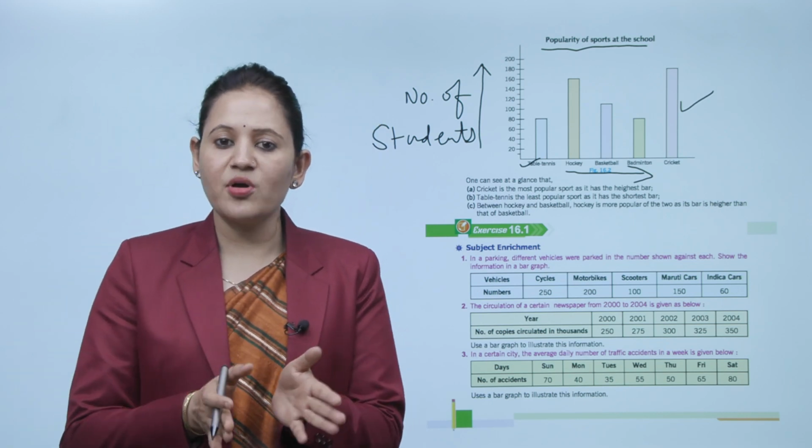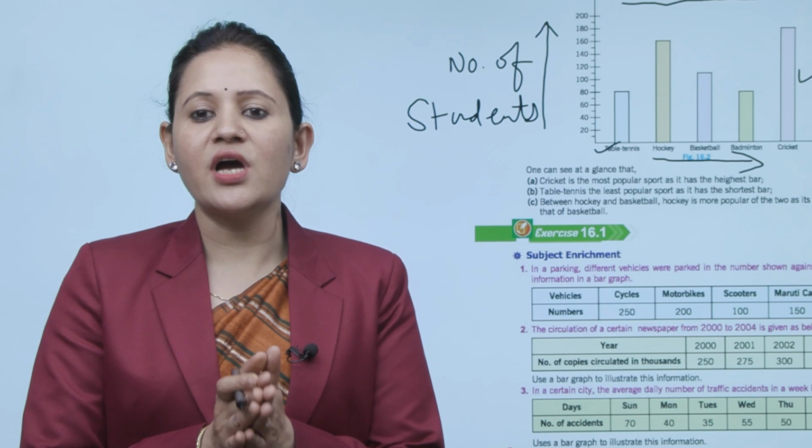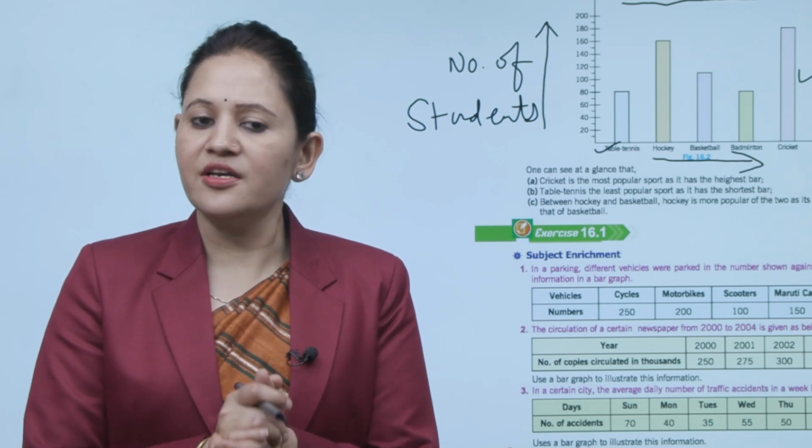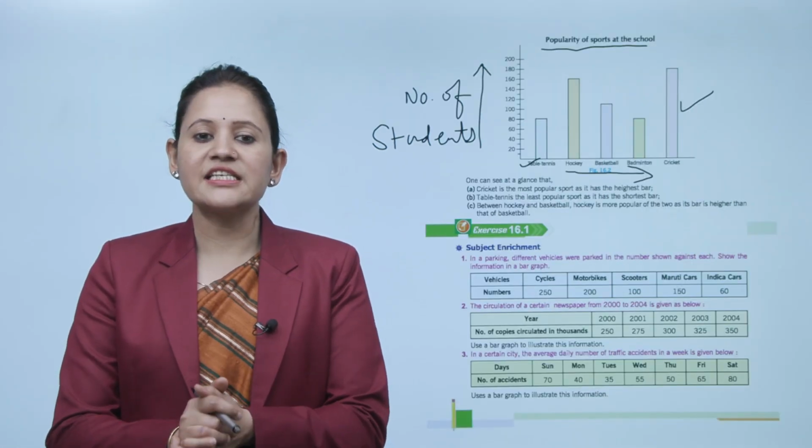Between hockey and basketball, hockey is more popular. Of the two, it has a bar higher than that of basketball. Next is exercise 16.1.